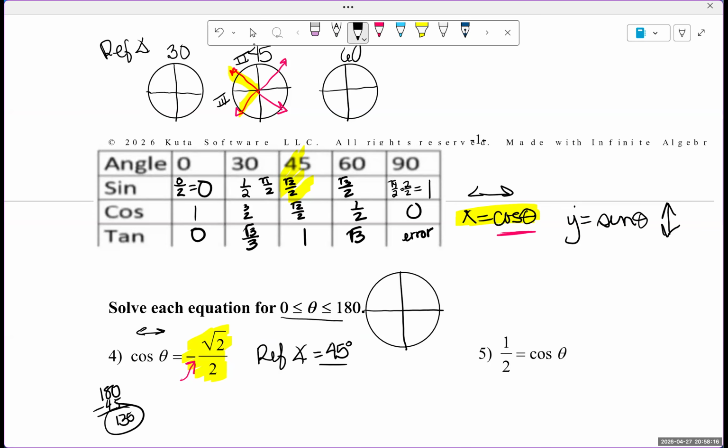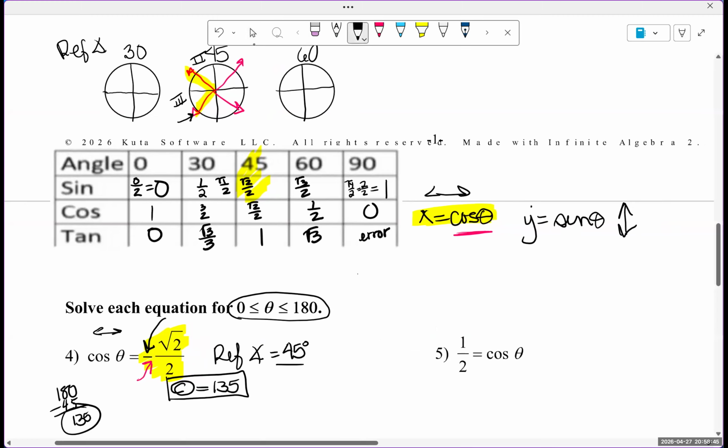Now, this says restrict it between 0 and 180. If we went all the way to 360, we would find this one as well, which would be 225. But we say that theta is equal to 135. Why is it in quadrant 2? Because that is where cosine is negative.